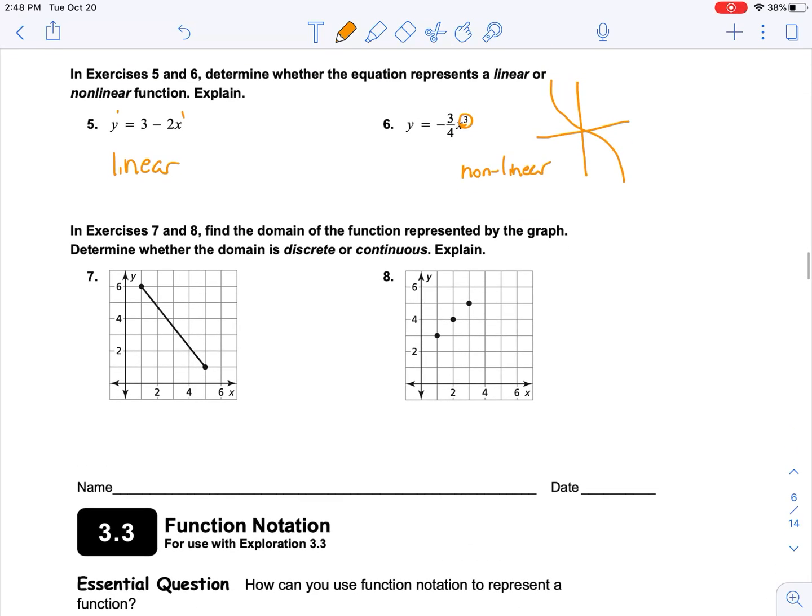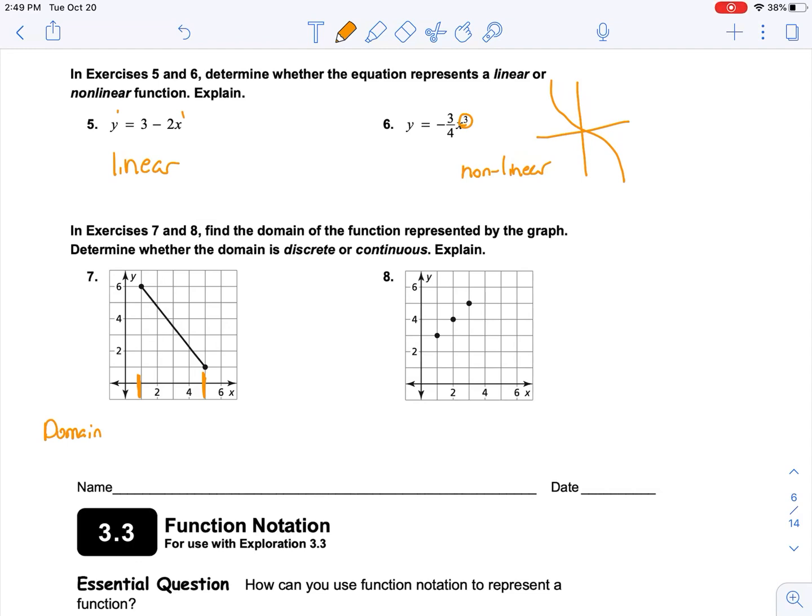And then lastly, again, we have discrete and continuous. We have to find the domain of each function and then describe it as discrete or continuous. So again, my domains are on my x values. So I'm looking at my x-axis. I have x values that go from 1 over to 5. So that is my domain.